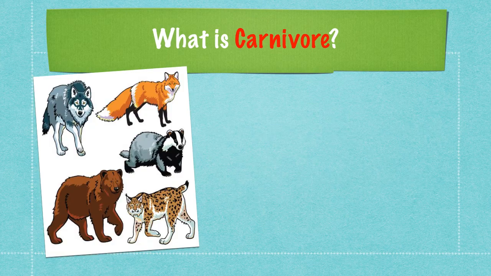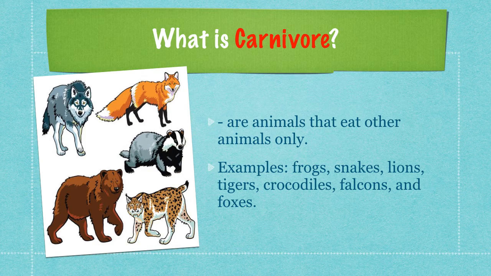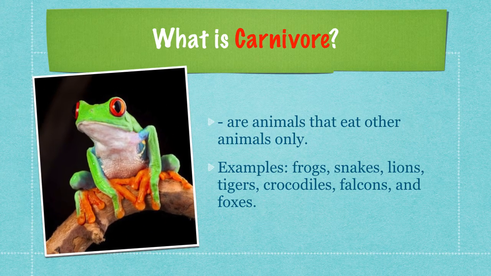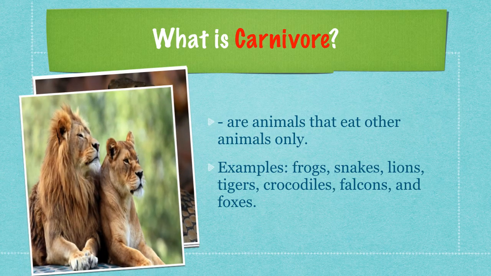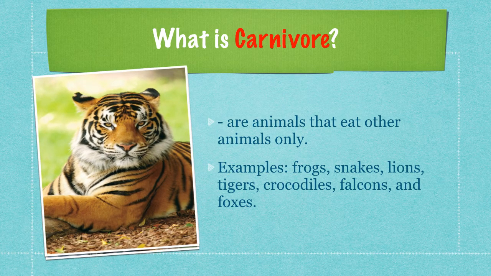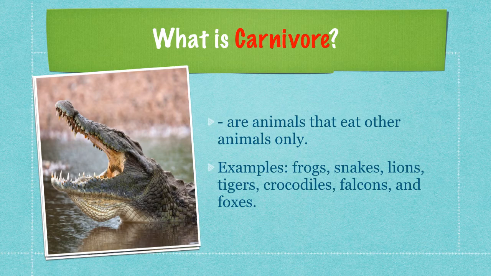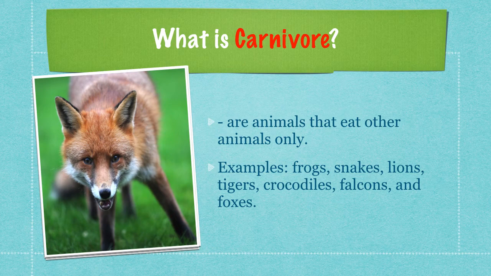How about carnivore? What is a carnivore? Carnivores are animals that eat other animals only. They primarily eat meat. We have frogs, snakes, lions, tigers, crocodiles, falcons, and fox.